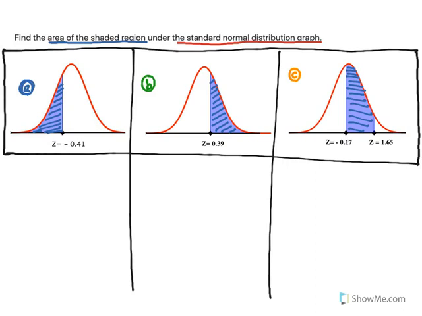We need to find the area below the z-score. Just remember one fact that's important to know. The area under the z-score to the left is the same as the probability that z is less than the z-score given, negative 0.41. And in this case, we need to use the z table. This also can be less than or equal. If it's less than or equal, it's the same as just less than. It doesn't matter if you put it or not, because we're talking about areas in this case.